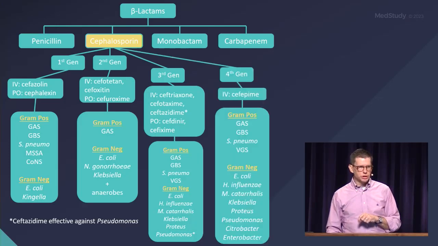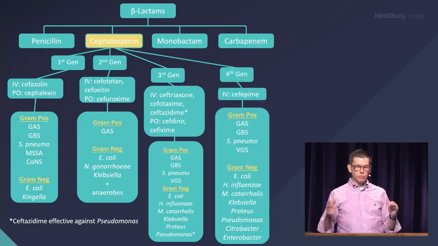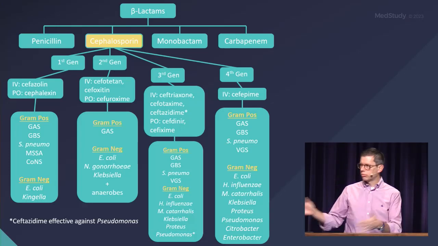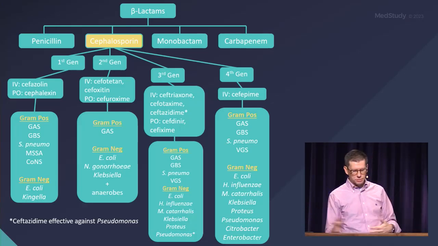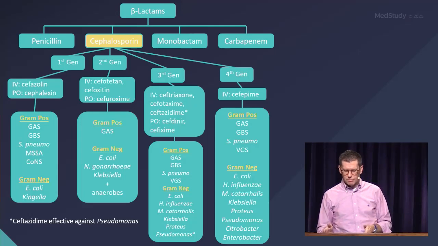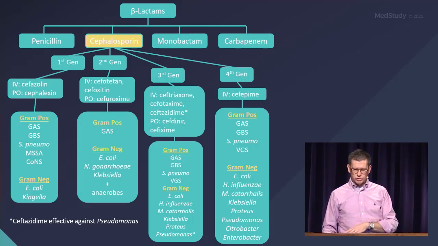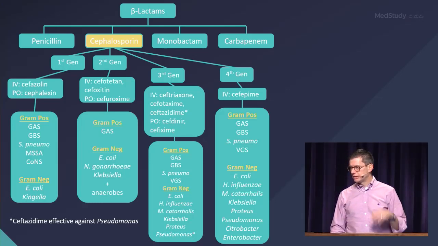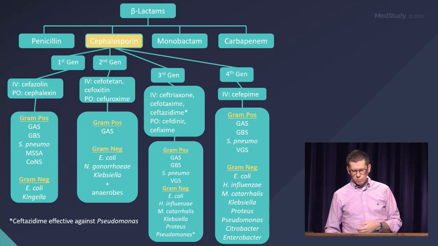And then we get fourth generation, right? So very broad, right? Similar to what we did with the penicillins, we went from fairly narrow to more broad coverage. We're doing the same thing with cephalosporins, in particular with gram-negative coverage. And so cefepime covers lots of gram-negatives, including Pseudomonas. It tends to be somewhat stable against ESBLs or extended spectrum beta-lactamases, but also has decent gram-positive coverage as well.